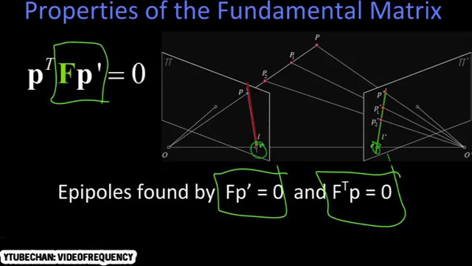So this F matrix is very powerful. It tells you everything you need to know, or almost everything, about the way the points relate to one another in terms of their projective geometry, and that lets you do things like find the epipolar lines and the epipoles. Pretty cool.